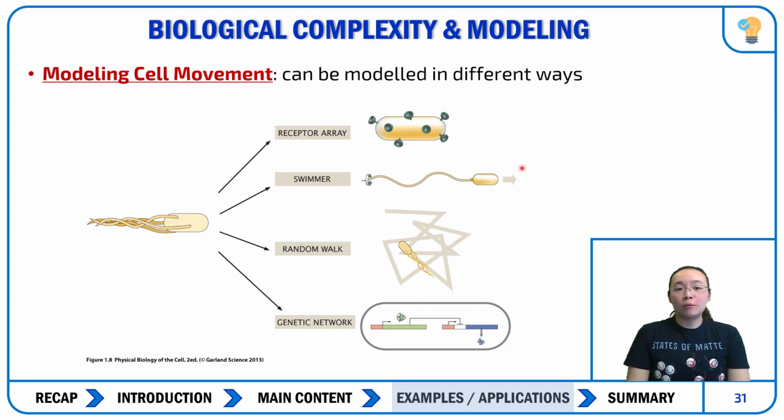Next, we want to model cell movement. So cell movement can be modeled in different ways. Here we have the idealization of E. coli. So this cell can be modeled as an array of receptors for a ligand of interest. You can also model it as an elasto-hydrodynamic object, so basically the swimmer. You can model it as a random walk that's biased and moving through water. You can also model it as an information processing device characterized by a series of genetic networks.